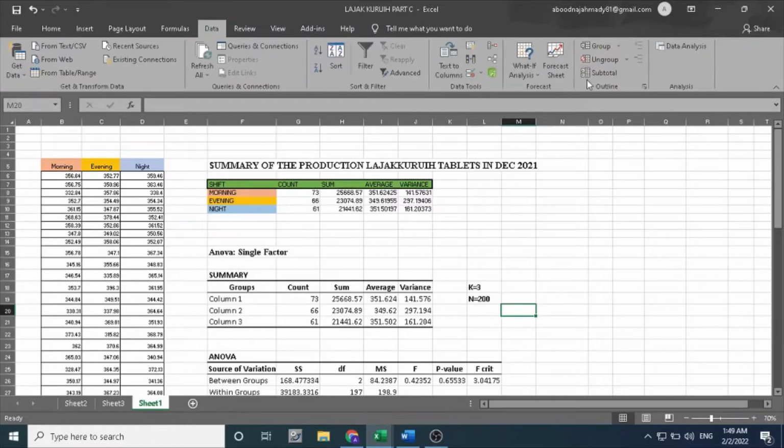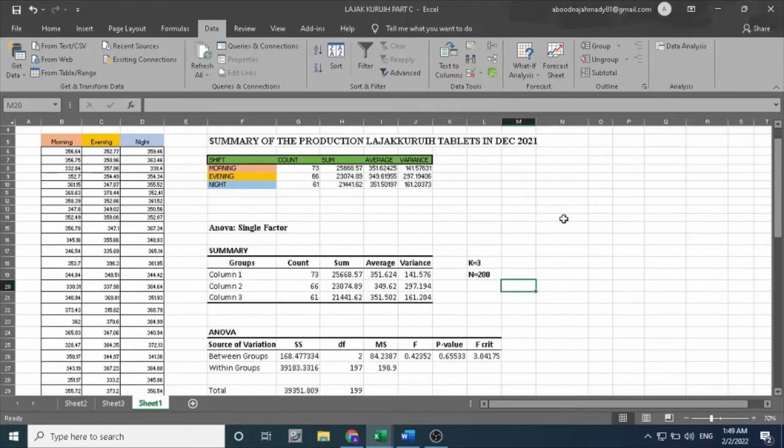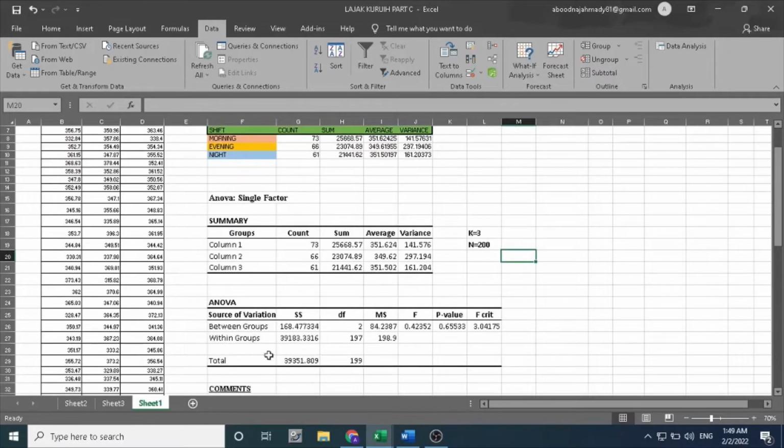So we go to data, data analysis, and we choose Anova single factor. From this, we get these values: the sum of squares, the degrees of freedom, the mean squares, the F statistic, the P value, and F critical.